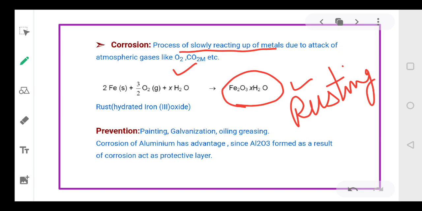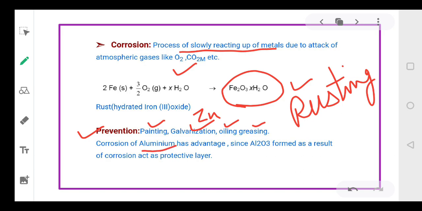Then how can we prevent corrosion? Corrosion can be prevented by using a number of techniques. The very first and simple one that we do is painting. We can easily paint the iron articles. Then we could go for oiling and greasing. Galvanization means we can coat it with zinc. If we coat any metal with zinc, zinc is more reactive than that particular metal, so zinc will react with oxygen and that metal will be prevented from rusting or corrosion.